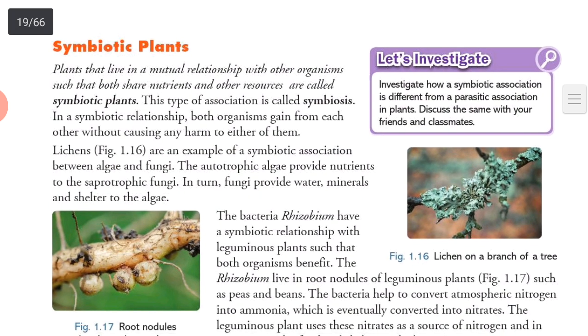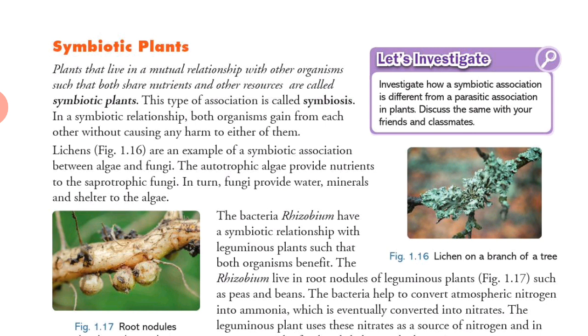Symbiotic plants, the next or last type of our discussion topic for today in the heterotrophic mode of nutrition. Investigate how a symbiotic association is different from a parasitic association in plants. Discuss the same with your friends and classmates. Okay, let's start. Plants that live in a mutual relationship with other organisms, where both share nutrients and other resources, are called symbiotic plants, and the relation is called symbiosis.